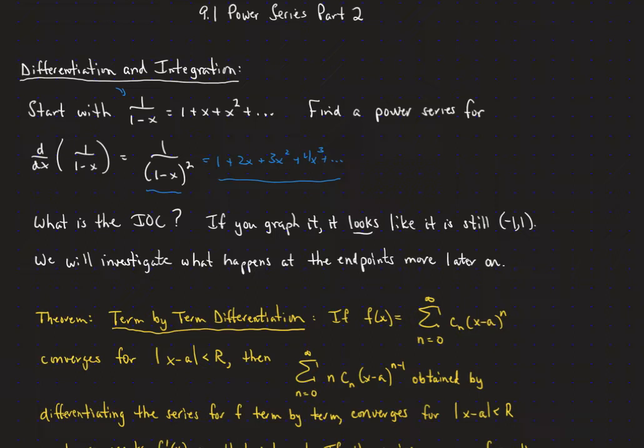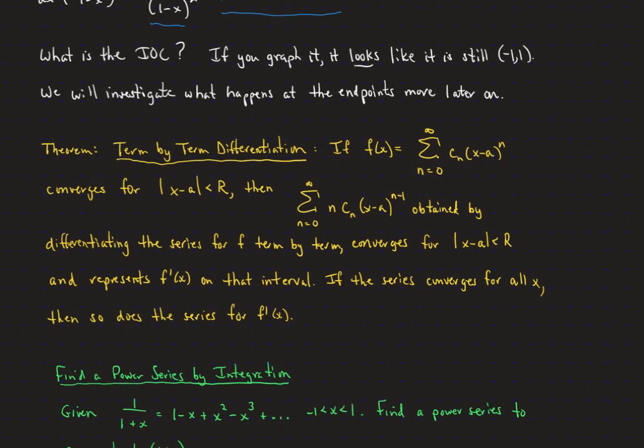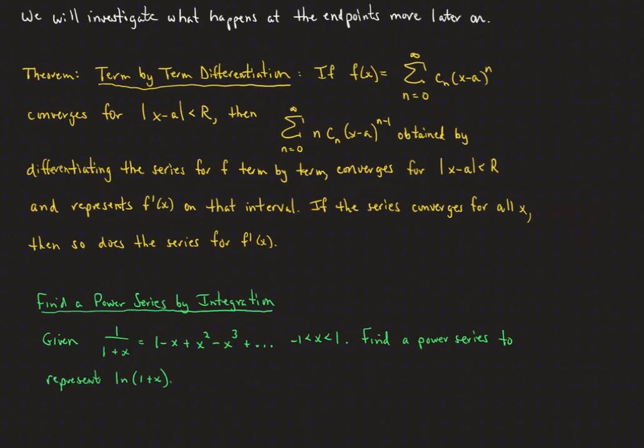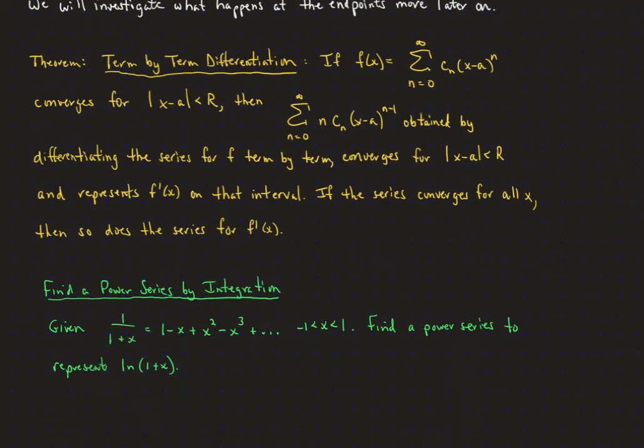The question may be, what is the interval of convergence? And if you try graphing that on your calculator, it at least looks like it's going to converge between -1 and 1. But this idea of how our interval of convergence is affected by different things that we do will be something we continue to explore down the road here. So let's think about maybe differentiating term by term.